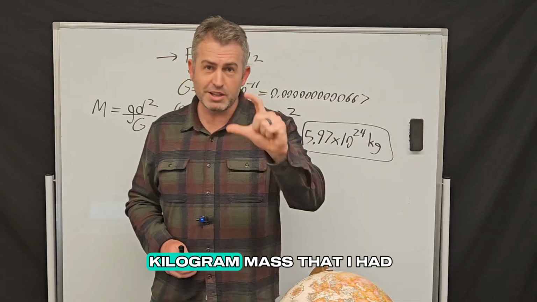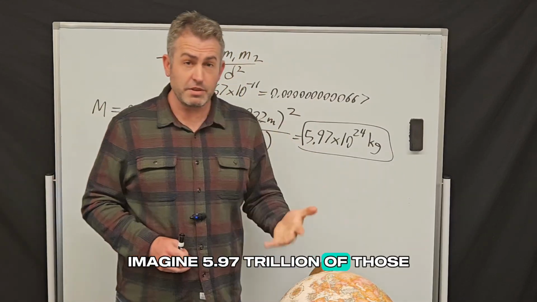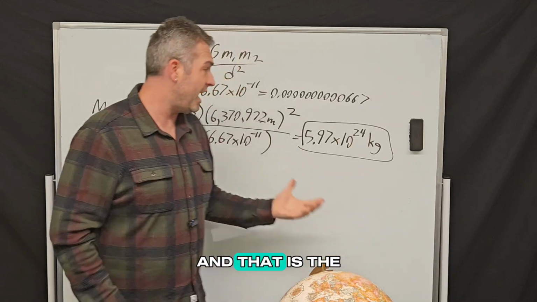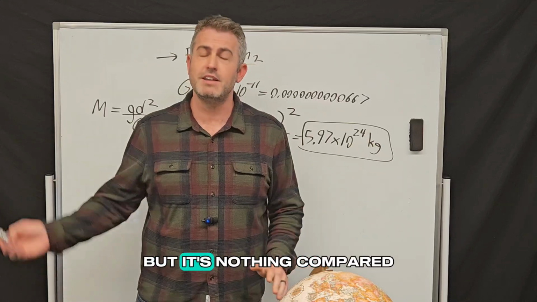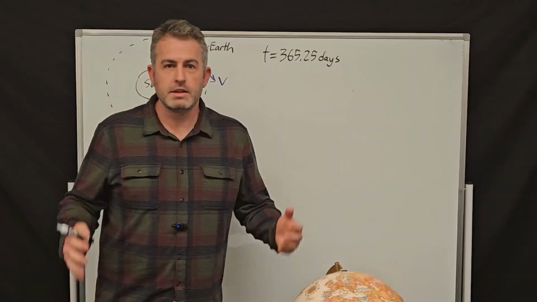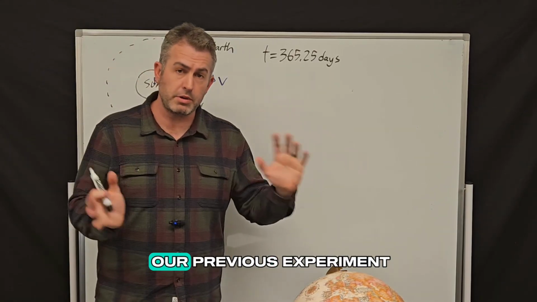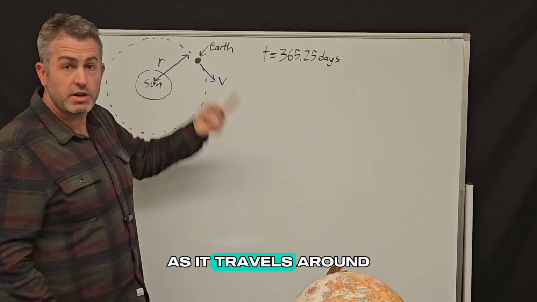So remember that 1 kilogram mass that I had? Imagine 5.97 trillion of those, and then imagine another trillion sets of that. And that is the amount of mass that our planet has. Insanely big, but it's nothing compared to the mass of the sun. Since we know how far away the sun is from the Earth, as we saw in our previous experiment, we can now calculate the velocity of the Earth as it travels around the sun.